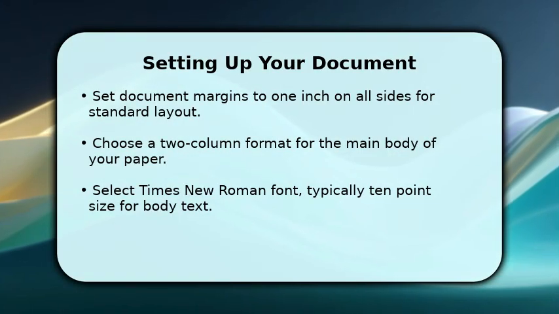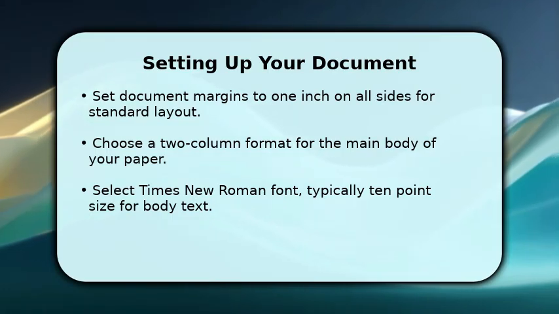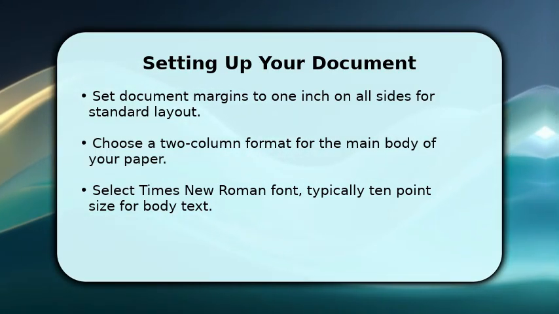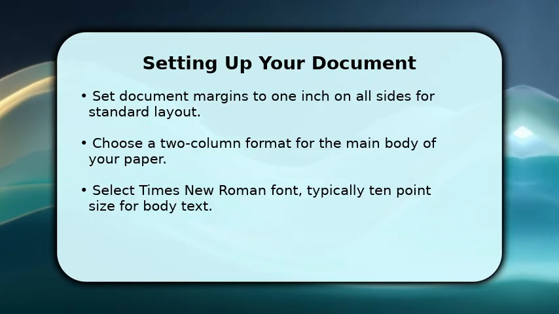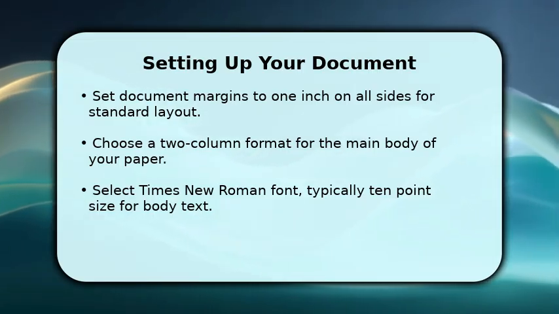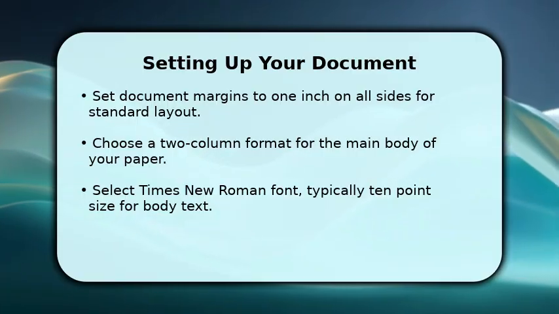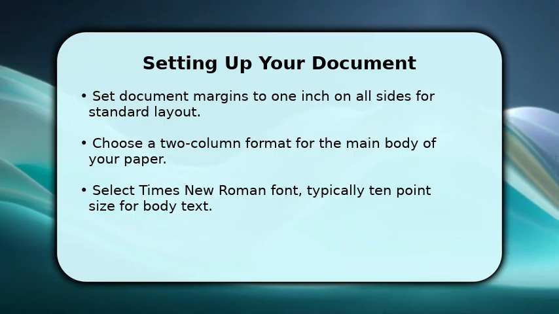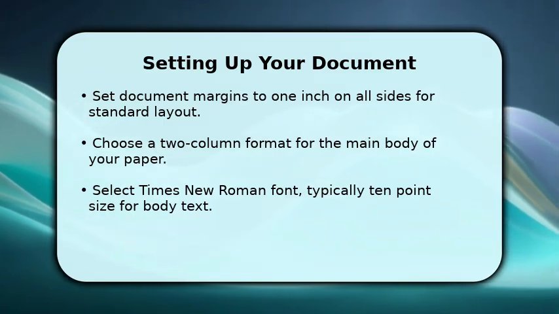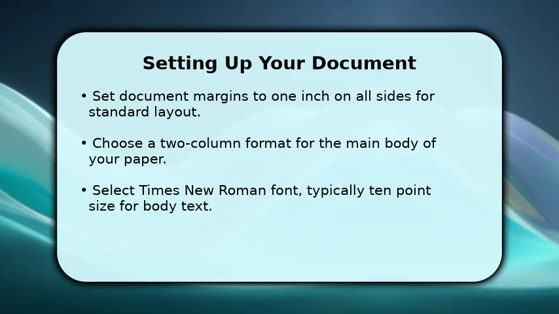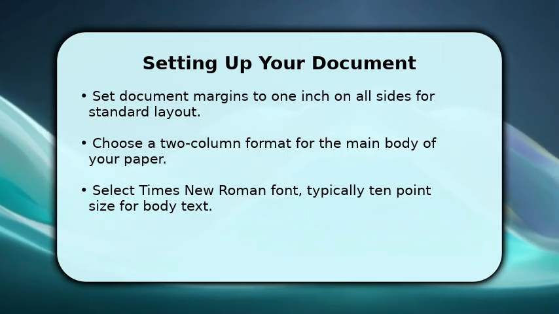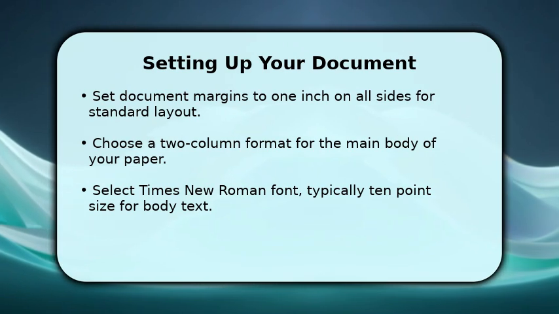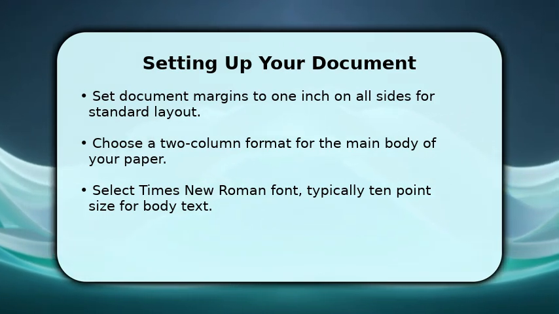To begin, open a new document in Microsoft Word. First, set your page margins to 1 inch on all 4 sides: top, bottom, left, and right. Next, navigate to the Layout tab and select a 2-column format for the main body of your paper. For the font, use Times New Roman, typically at a 10-point size for the main text. Finally, ensure your line spacing is set to single throughout the entire document for a clean, professional appearance.